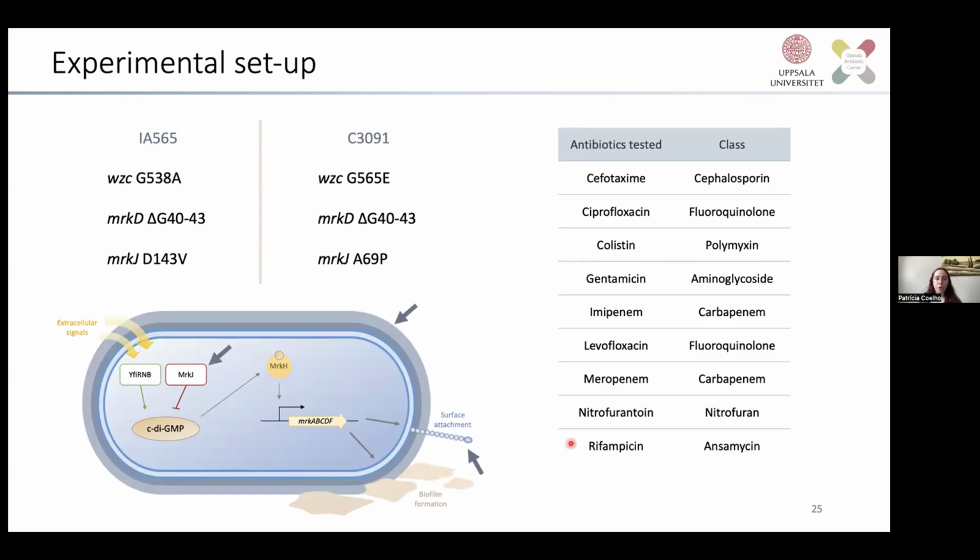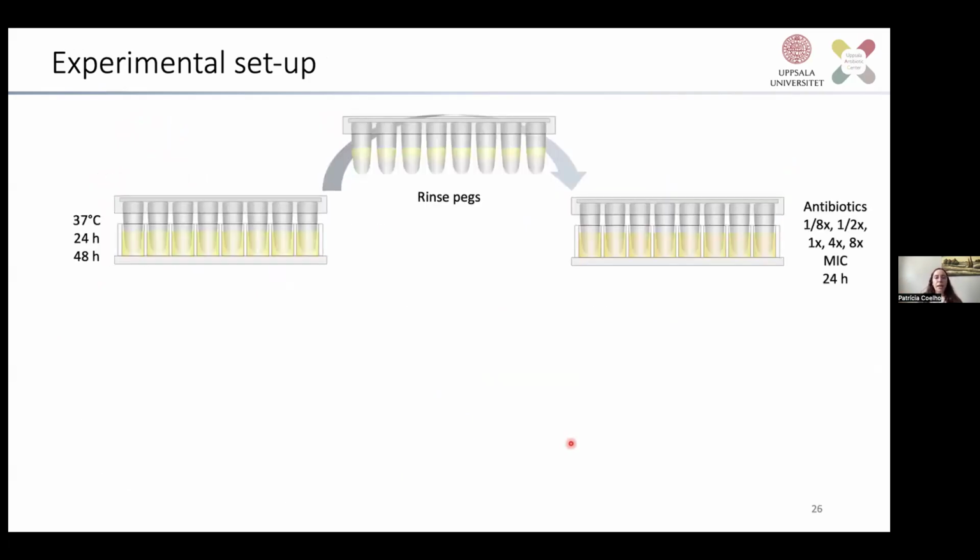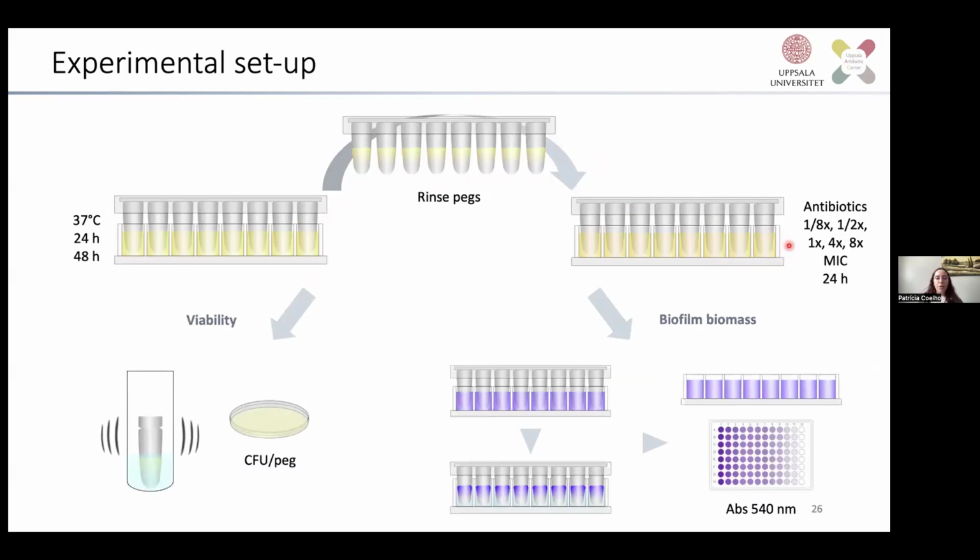behave following antibiotic treatment. The setup was more or less the same from before, so we are still using silicone-coated pegs. The biofilms are formed for 48 hours, and then they are exposed to antibiotics at different concentrations. Then we assess two different things, either viability by doing CFU counts or biofilm biomass by doing crystal violet staining.